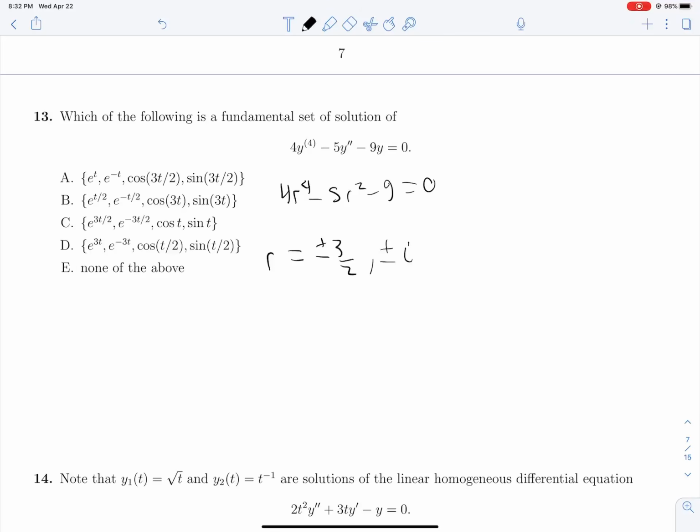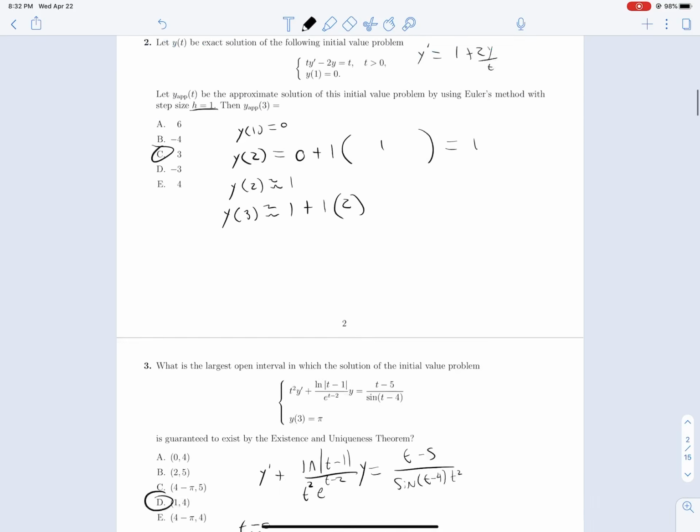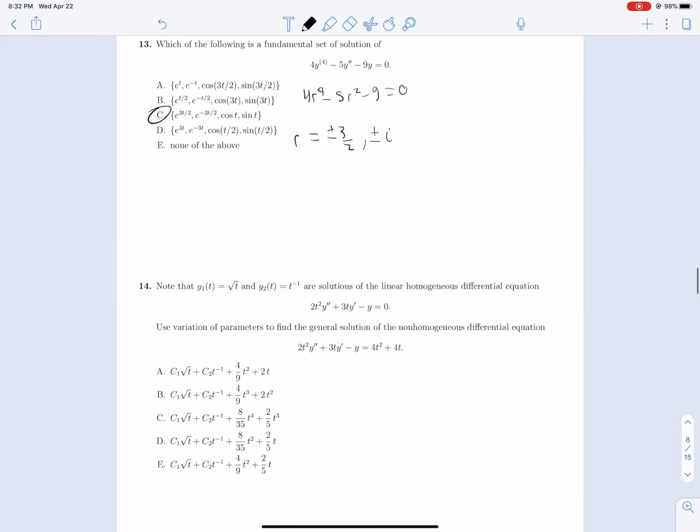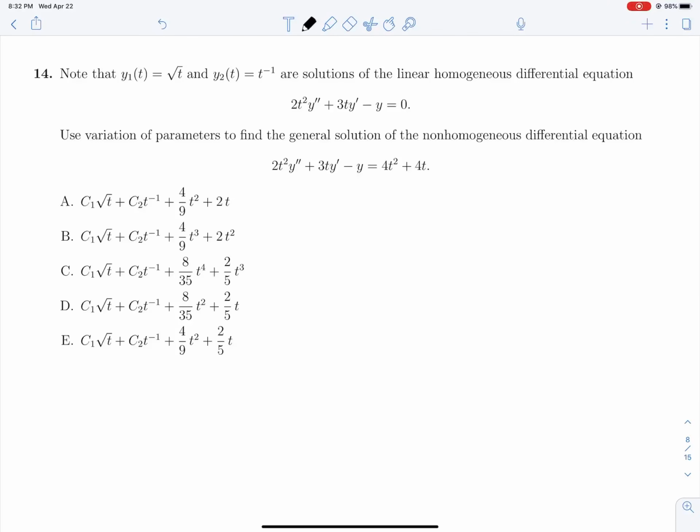And so as a result, our fundamental set of solutions will be e to the 3t, e to the negative 3t, and then our cosine and sine, which is just pretty basic. So 13 is C. The basic part is everything but the factorization, which I'm sure I would slave over and get during the exam, but I can't be bothered right now.